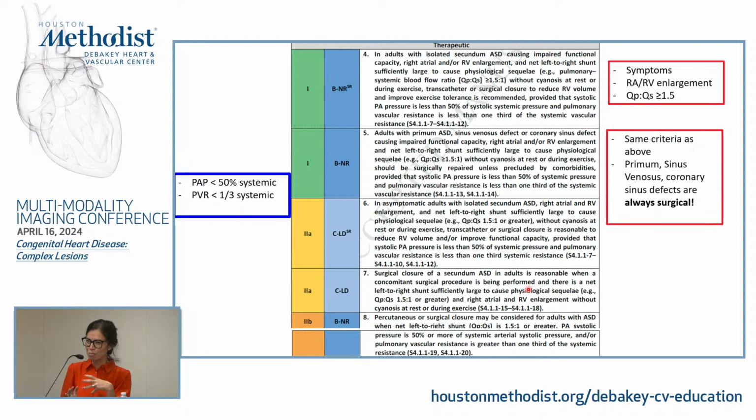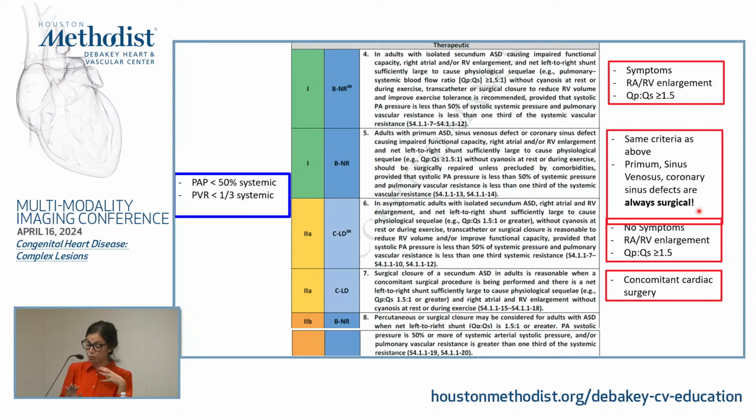So not too many controversies when assessing septal defects. For primum, sinus venosus, and coronary sinus, all of those have the same criteria: symptoms, right-sided chamber enlargement, and same QPQS. But they're always surgical here, for your boards today. You always need to make sure that the pulmonary artery pressure is less than 50% systemic. That's how we work in congenital heart disease, and that's because we think about the direction of the shunt. And the PVR less than 1/3 systemic.